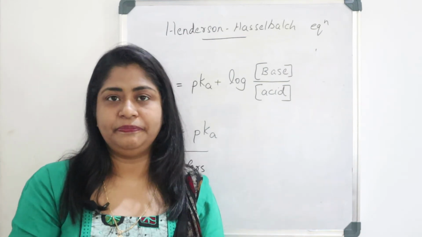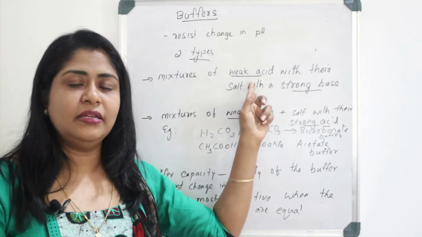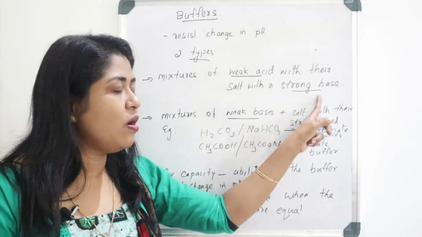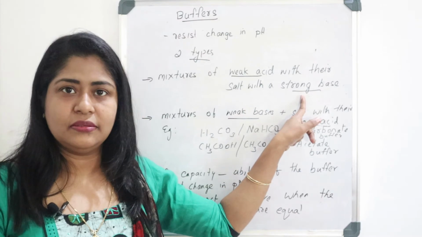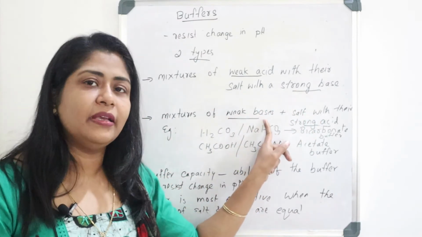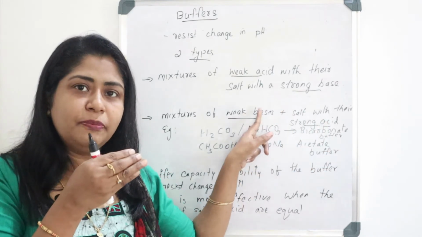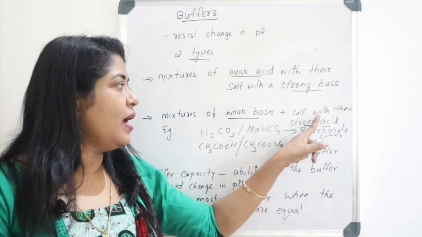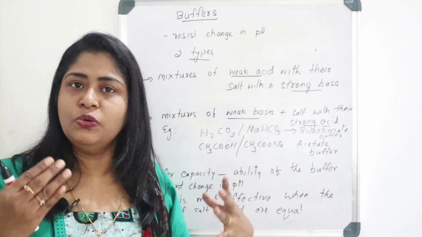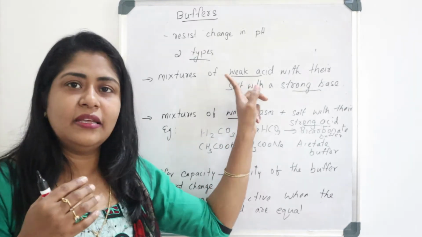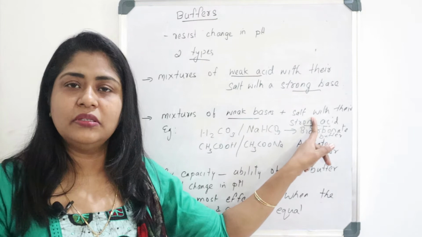So there are two types of buffers. There is either a mixture of weak acid with a salt of a strong conjugate base, or a mixture of a weak base and a salt of the strong conjugate acid. So we can categorize these buffers into two types: either a mixture of weak acid and a salt of strong conjugate base, or weak base and a salt of the strong conjugate acid.